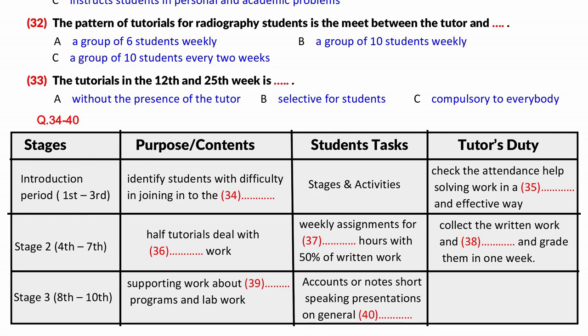The third stage starts from week 8 till the 10th. During this period, math and 4 core physics programs are included. The majority of tutorial time should be devoted to work which supports the lecture programs and laboratory work. At least 60% of homework assignments should involve written work. The assignment may involve writing an account of or notes on a specified range of topics. The written work should also be marked and graded. Short oral presentations by students should be included. They are possibly on general physics topics or essays.